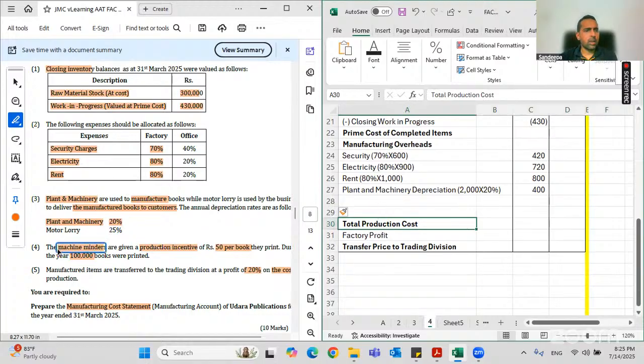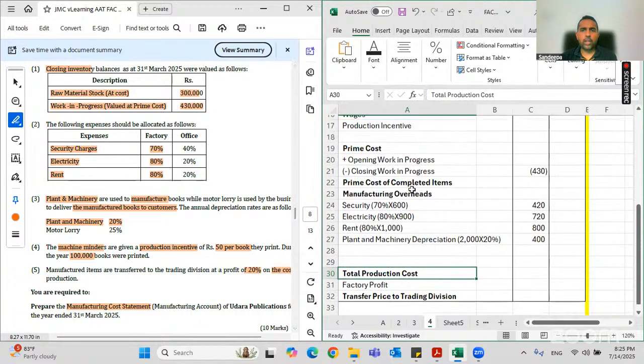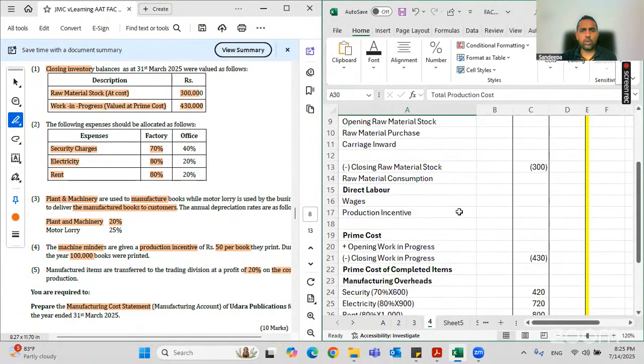Next one. Machine minders are given a production incentive. That is part of your labor cost, right? That is also your direct labor given to the machine minders, who are the main labor, as a production incentive. It's very easy. So 50 into 100 books. That is going to be 5,000.